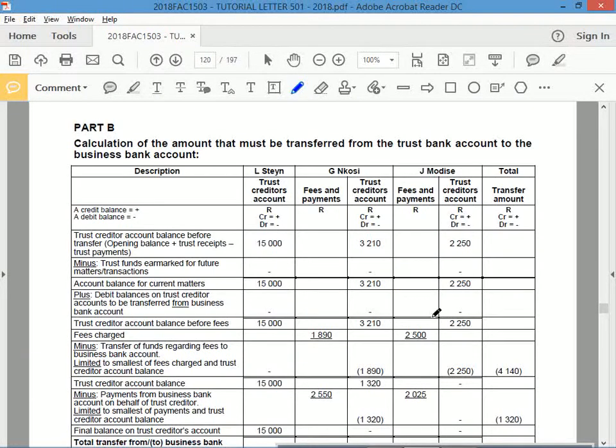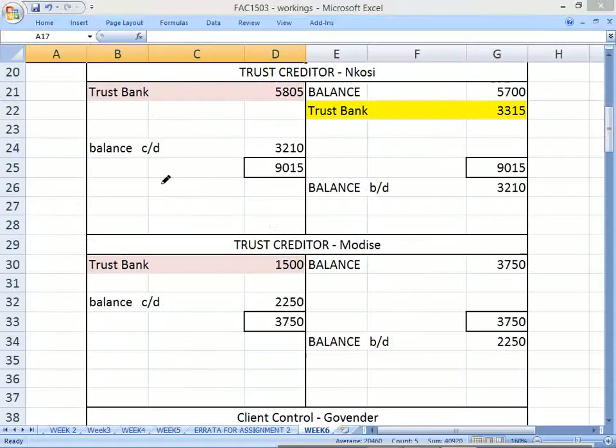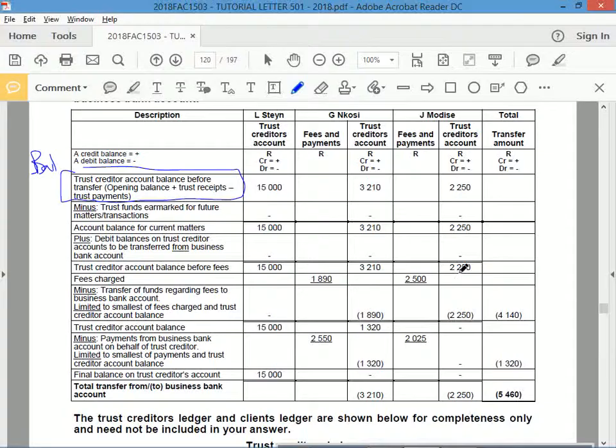Okay, and then they've given you the table. The table is actually really basic because everything here describes what you need to do. When you start the table, what do you need to start with? A balance. Remember those balances that we posted through to either the debit side or the credit side? You'll see those are the exact same balances they've got here. It's just a different format, that's all. So the 15,000 was our opening balance for Stain, for Nkosi, and for Modise.